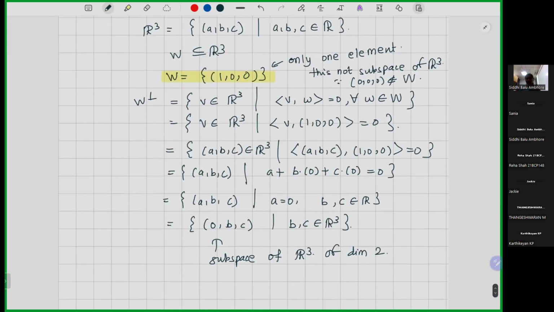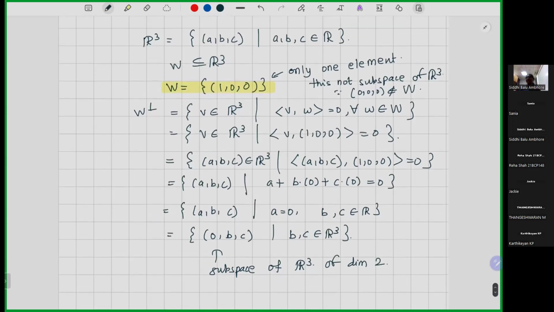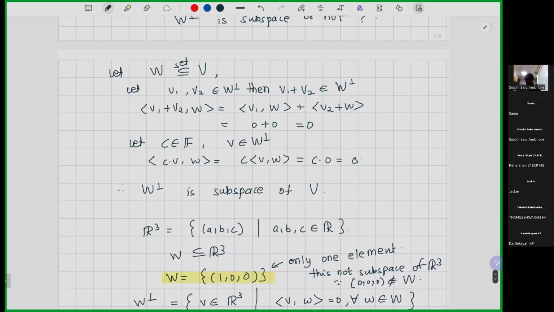Is it clear? Because you would have multiple elements there, and it's just a single element. Yes, exactly. Okay, now is it clear? Yeah.